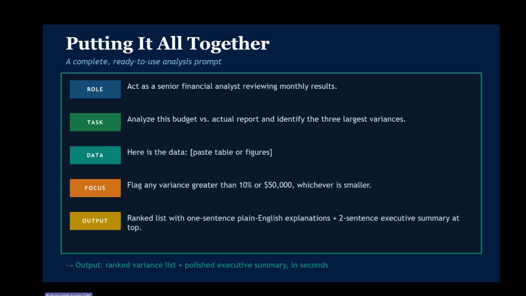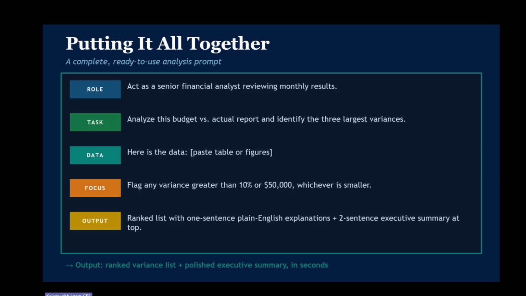So I know I already pointed this out, but notice how specific the focus and output elements are. This is where most people shortcut and get mediocre results. When you tell the AI exactly what threshold matters and exactly how you want the output formatted, the response you get back is much closer to something you can actually use.